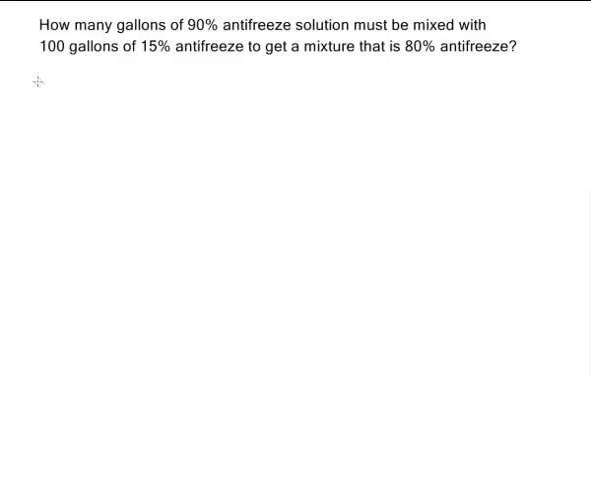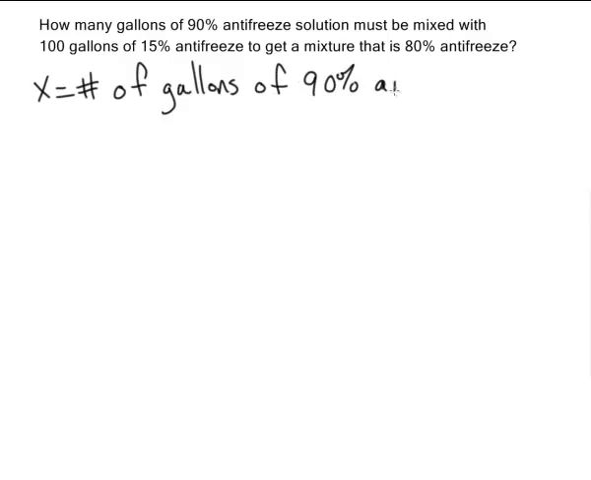So the first thing we need to know is, what is the question asking? What is our end result? What's our variable going to be? And you can see it in this problem right there in the first few words. It says how many gallons of 90% antifreeze. So let's go ahead and let x be the number of gallons of 90% antifreeze.